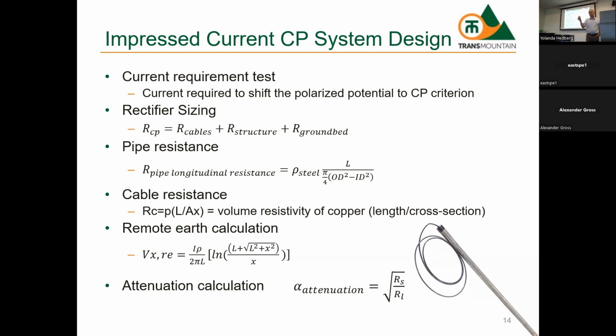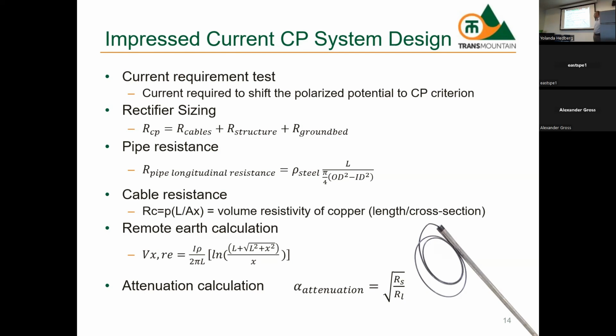Now we have a resistance of our circuit using Ohm's law and the voltage output of our impressed current rectifier. We can get our intended current. So it's not really too different.